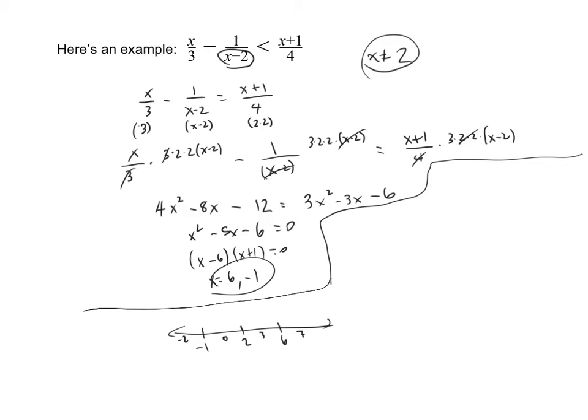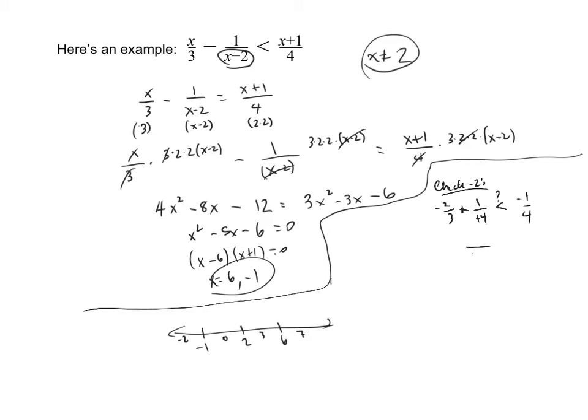So let's check negative 2. So I plug negative 2 into the inequality. That would give me negative 2/3 minus 1 over negative 4. And we're asking, is that less than negative 2 plus 1, which is negative 1 over 4? So this is negative 2/3 plus 1/4, because I've got 2 negatives there.